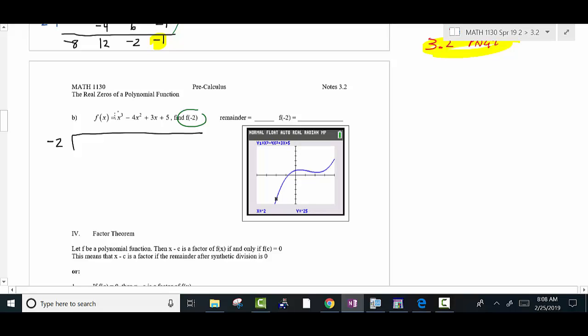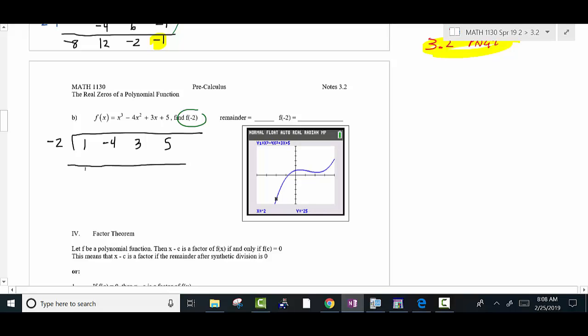Okay, there's no missing terms. We have an x to the 3rd, so we use 1. We have negative 4, 3, and we have 5. So unlike the last problem, nothing's missing. Okay, all right, so what we do is just go through the synthetic division, and you can do this pretty quickly once you catch on.